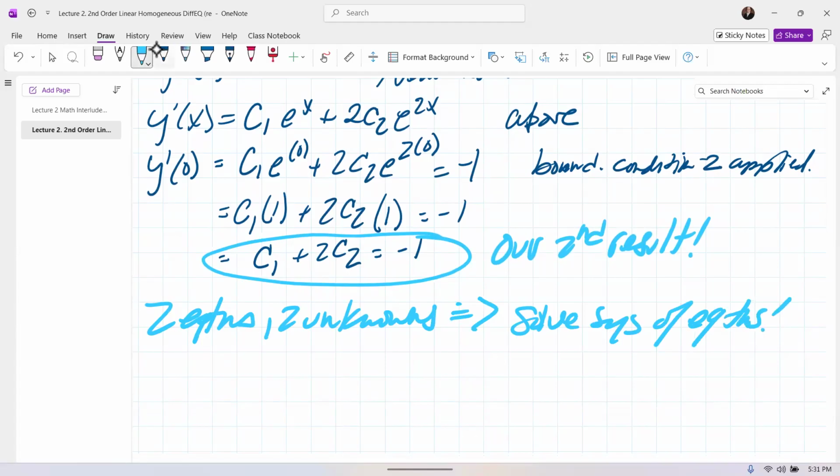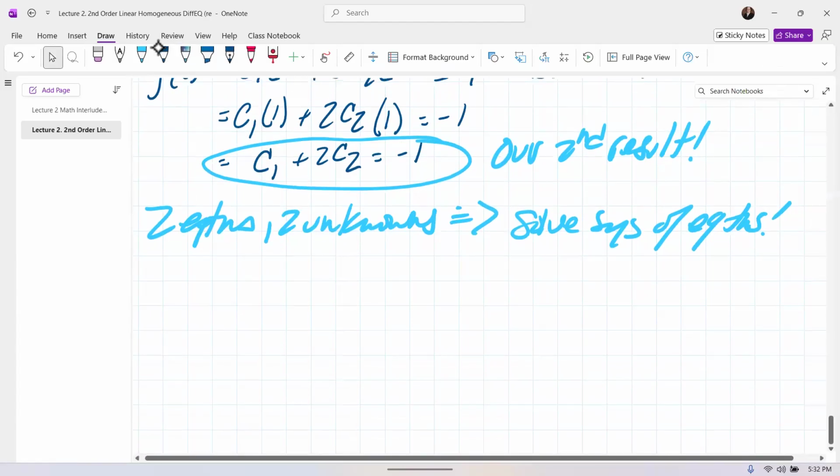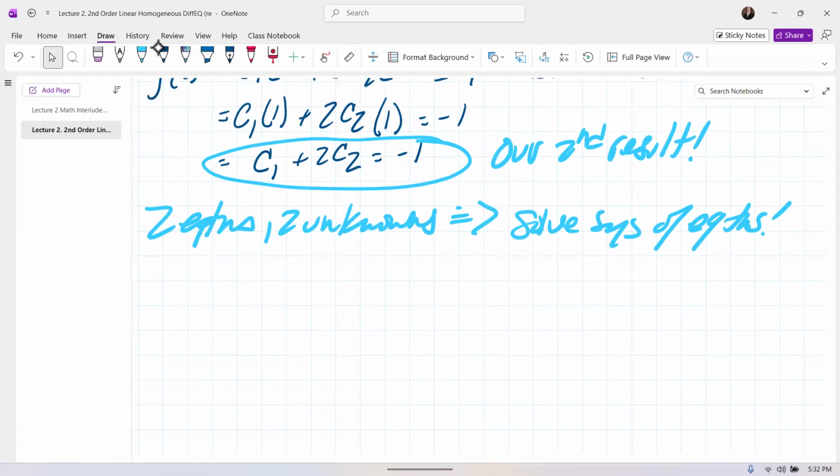Now, there are lots of different ways you can solve systems of equations. If you happen to have taken linear algebra, you may know the linear algebra way to do this. This one is actually fairly simple to solve, so I'm just going to do it the algebra way.